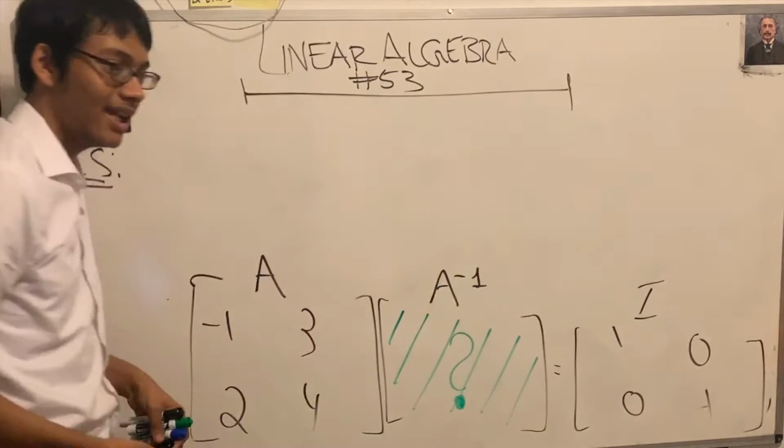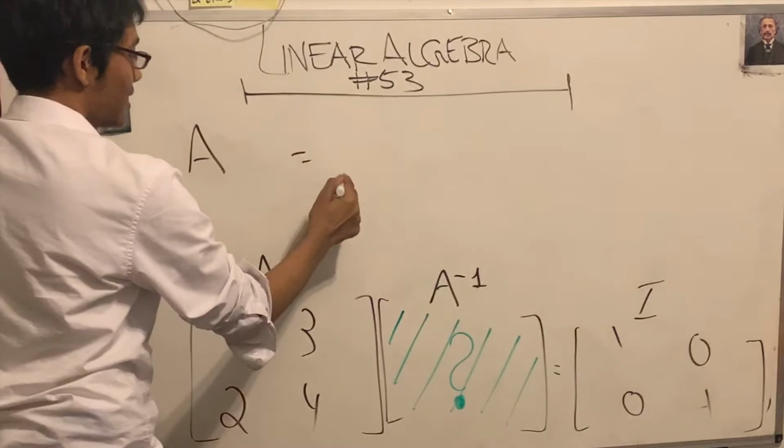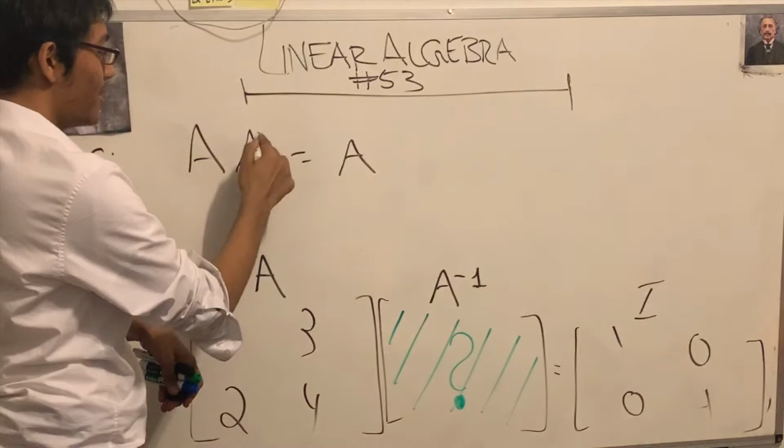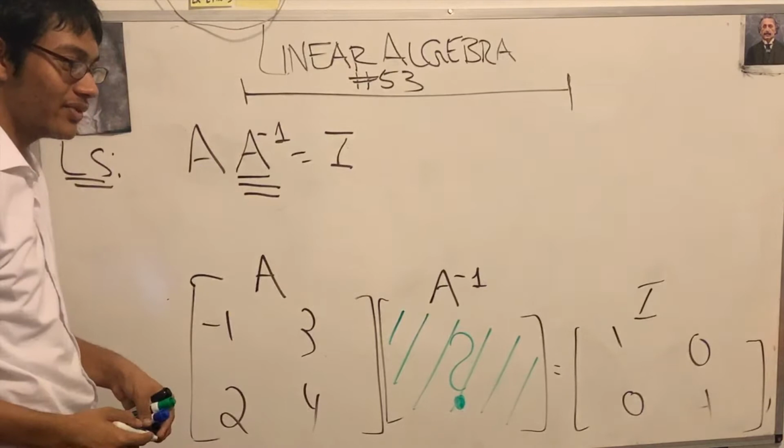So what I'm proposing is this. We have our original matrix, and of course it's equal to itself, right? But if I multiply my matrix by the inverse, it's going to be equal to what? The identity. So our goal is to find what this inverse is.